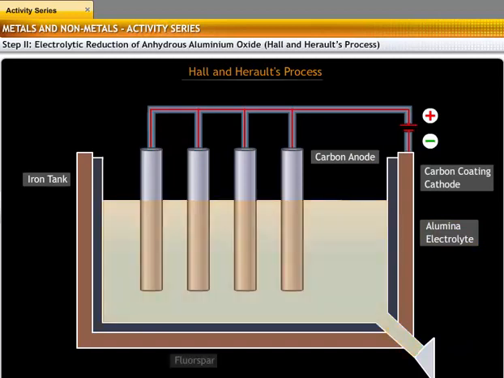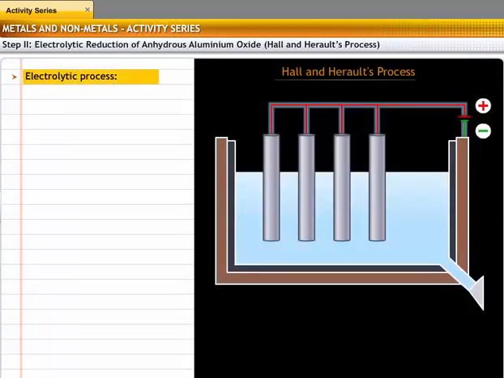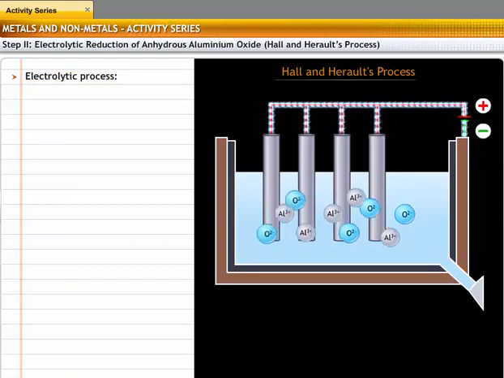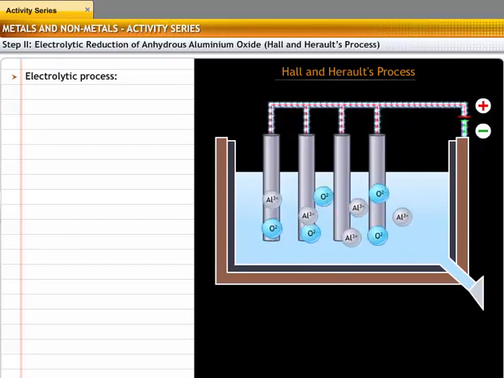Fluorspar and cryolite are mixed with the electrolyte to increase its electrical conductivity and decrease the fusion temperature. In the electrolytic process, electricity is passed through the electrolytic cell. Sodium, aluminium, and calcium ions migrate towards the cathode.